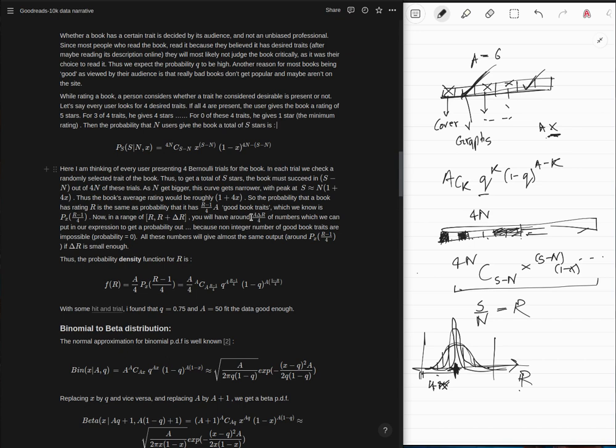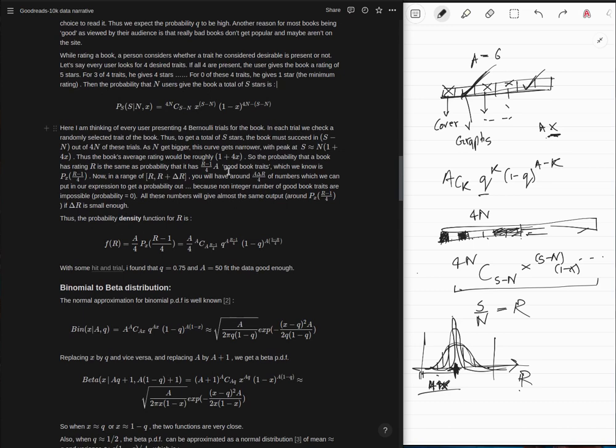So 1 plus 4x is in fact where you will get a peak, and so what we'll say is that its true rating is just 1 plus 4x. Now we can proceed. That was the point, that the probability that a book has rating R, given you have 4n of these trials, is the same as the probability that it has (r minus 1) upon 4 good book traits. This is given x, so you would also have x being a variable, then this sentence makes sense, I guess.